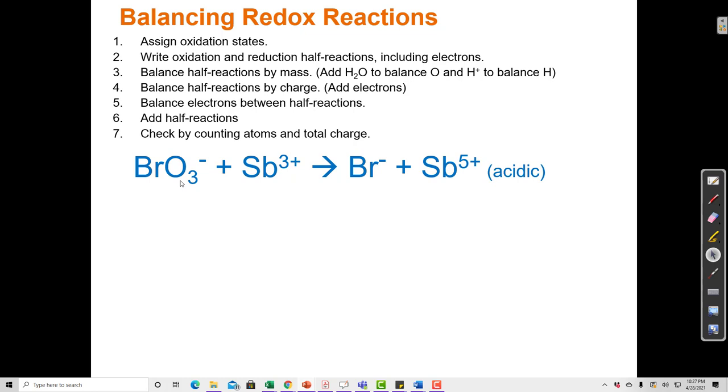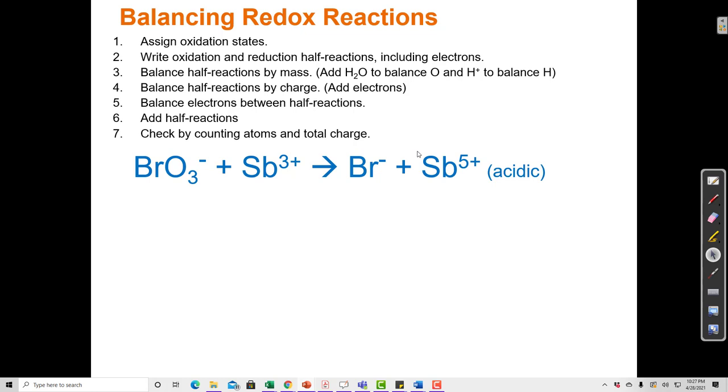And beyond that, this looks really weird. If we were to come across this in chapter 3, we wouldn't have known what to do with it. Because how can I balance oxygen if I don't have any oxygen over on this side of the reaction? There's oxygen over here and there's not over here. It looks like this reaction is broken.